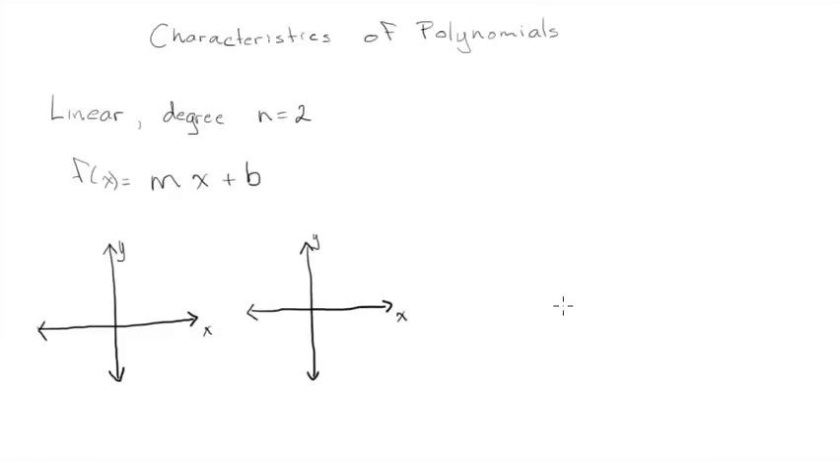Okay, in this video I'm just going to look at some of the characteristics of different types of polynomials. So we'll start with your linear polynomial. That would be a polynomial of degree 1, not degree 2. So degree 1, n equals 1. So that's of the form f(x) = mx + b. So you know that that's a straight line.